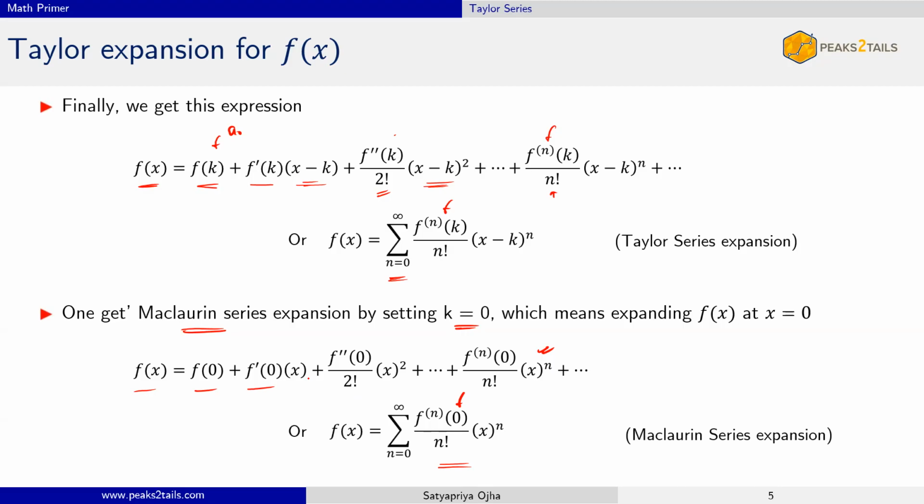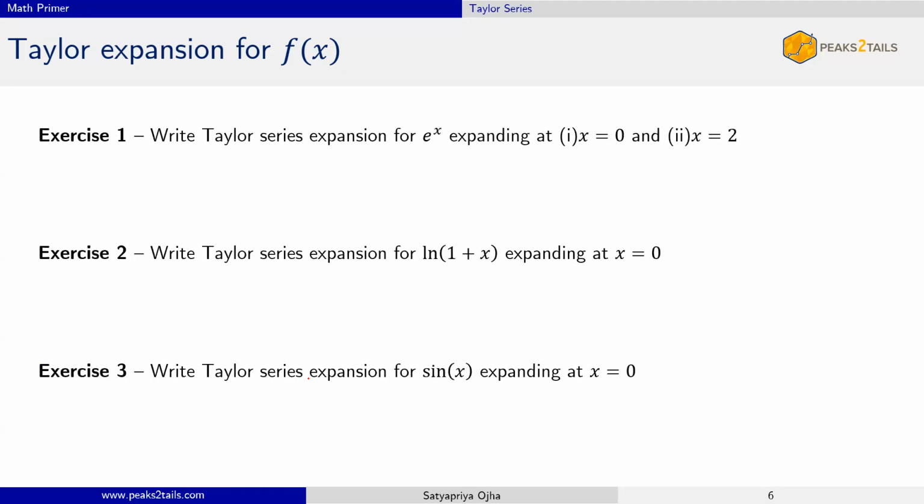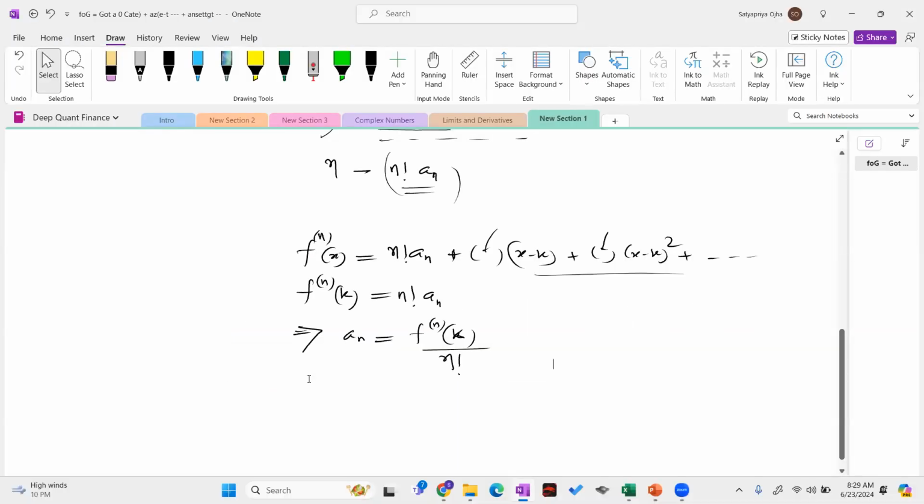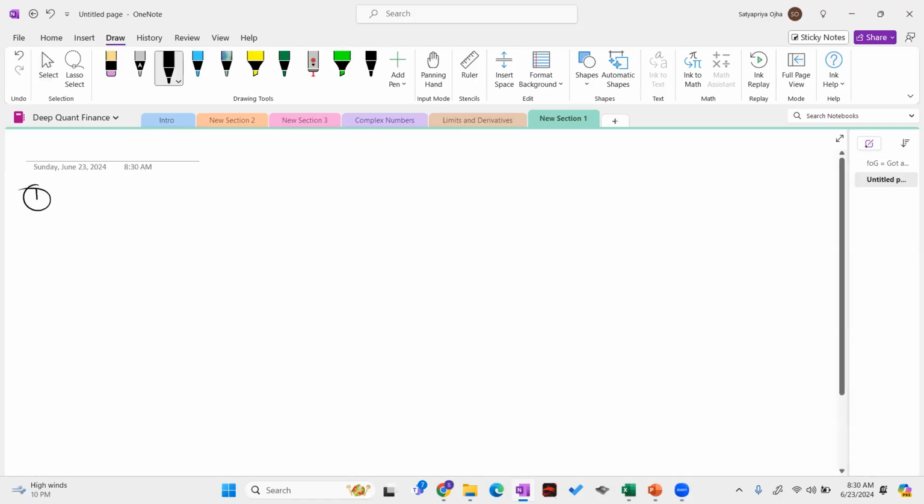So this is our infrastructure for today. Now, using this, you can do a lot of things. Let's proceed. Let's do some quick exercise. First and foremost, so what does it say? Write Taylor series expansion for e to the power x, expanding at x equal to 0 and x equal to 2. Let me do it here, and then we'll write the result. Okay, question number 1, expand e to the power x.